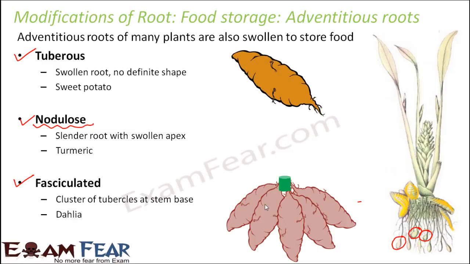So here you can see that these roots do not have any specific primary root as such. So even if you look at these roots, they are all similar roots. So they are adventitious roots. Similarly, in case of this dahlia also, you do not really have one primary root from which other branches come out. So these are some of the root modifications for food storage. So we saw it for tap roots as well as for adventitious.